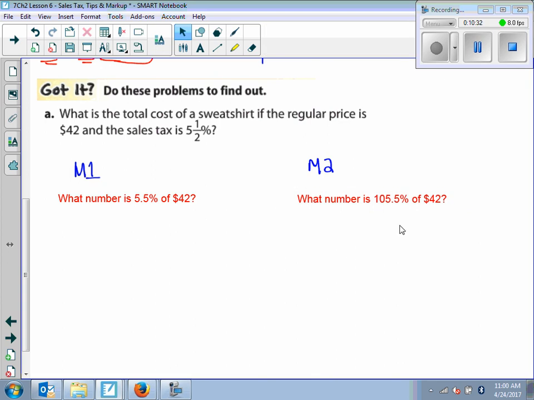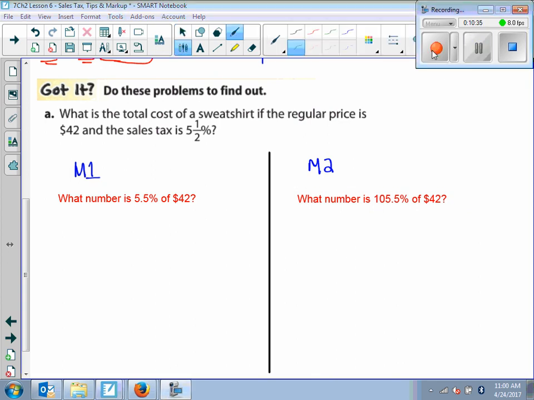So now we can go ahead and write our percent equations for both of them. Okay? So we're going to write our percent equation. What number is? That's going to be x equals, or you can write t equals for tax. The 5.5%, don't forget that decimal has to move 2 places to the left, and then we take away the percent sign. So this is going to be 0.055. And then of 42, that's going to be times $42.